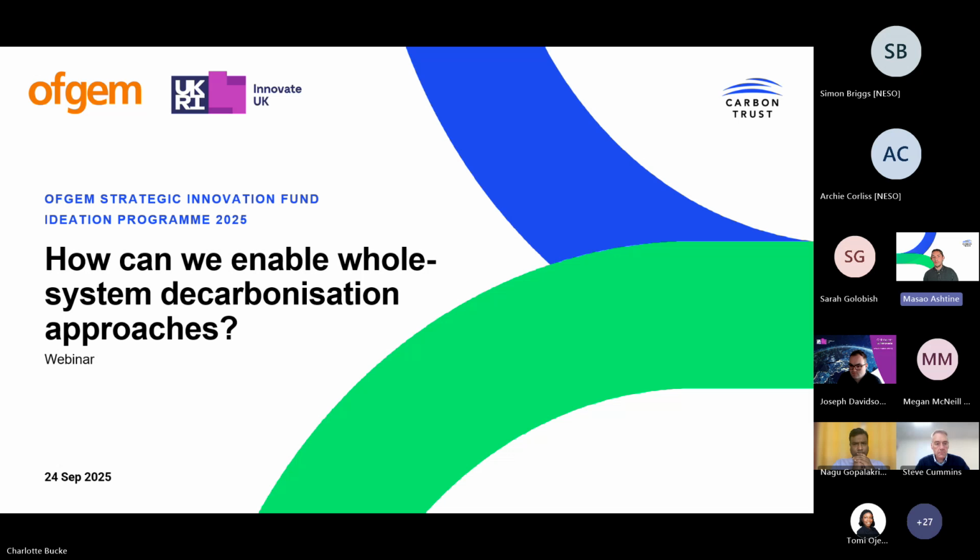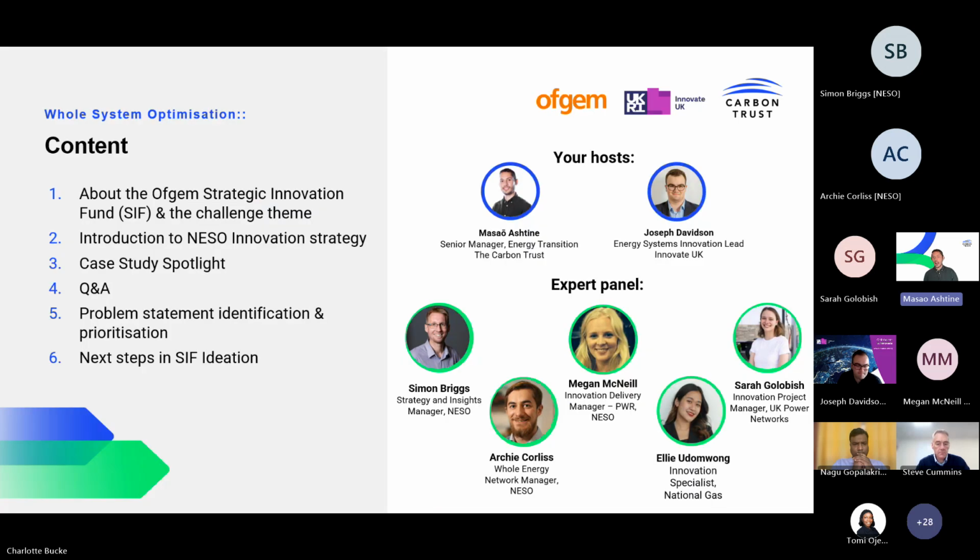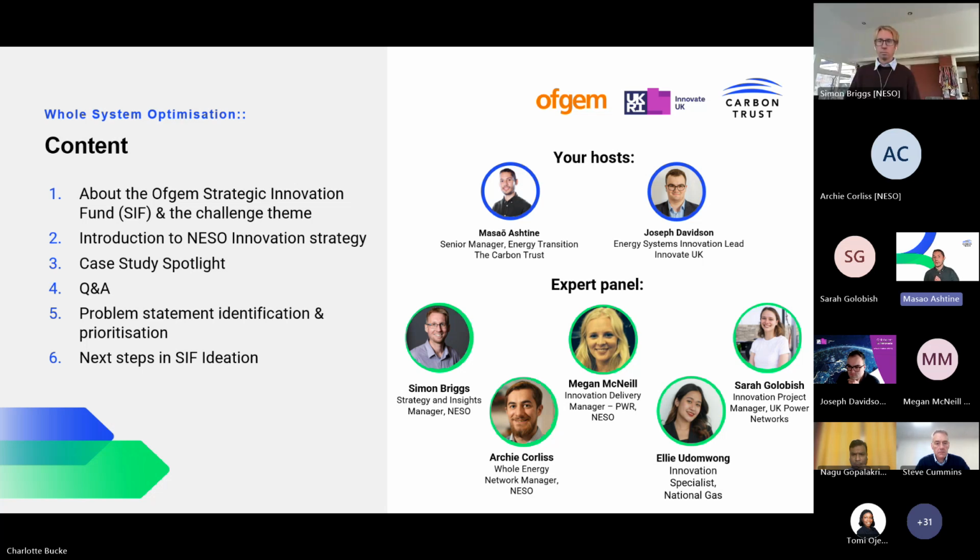And on this one, we are particularly looking at how we get a whole system optimization, what is needed across different vectors to achieve the decarbonisation goals that we're looking at. I'll be joined by Joe, who is from the Innovate UK, and he is going to give you an overview of the SIF program, as well as an introduction and a challenge. What do we mean by whole system optimization? And then we're going to get into an introduction from the NISO Innovation Strategy team. So we're joined by Simon and Archie, who are going to give us an overview there.